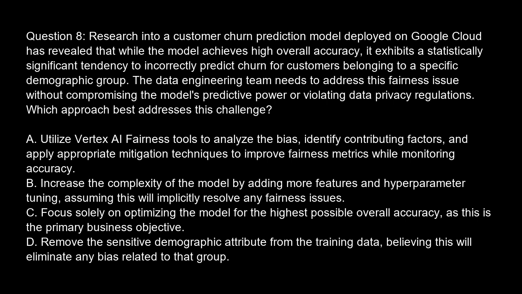Option A. Utilize Vertex AI fairness tools to analyze the bias, identify contributing factors, and apply appropriate mitigation techniques to improve fairness metrics while monitoring accuracy. Option B. Increase the complexity of the model by adding more features and hyperparameter tuning, assuming this will implicitly resolve any fairness issues. Option C.